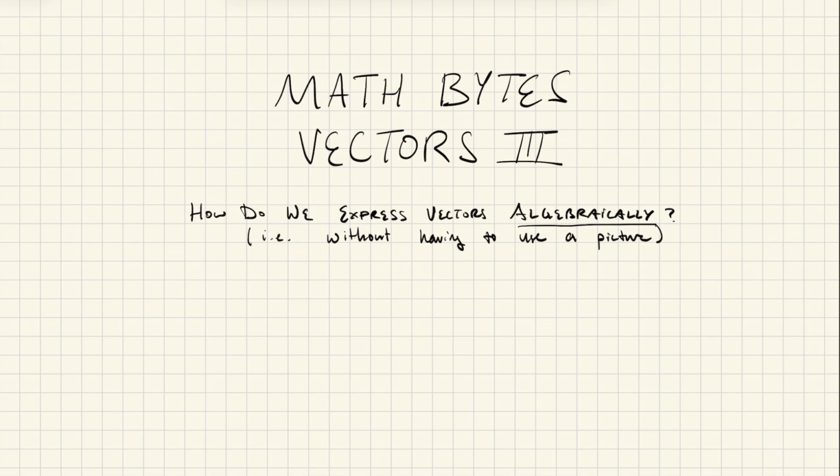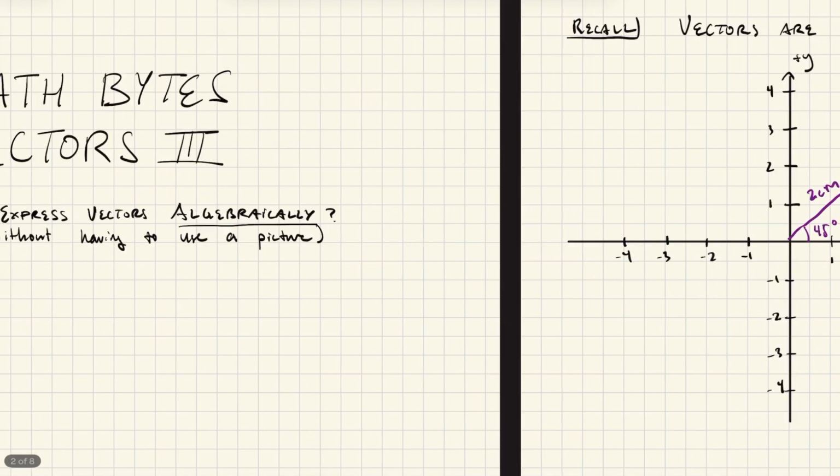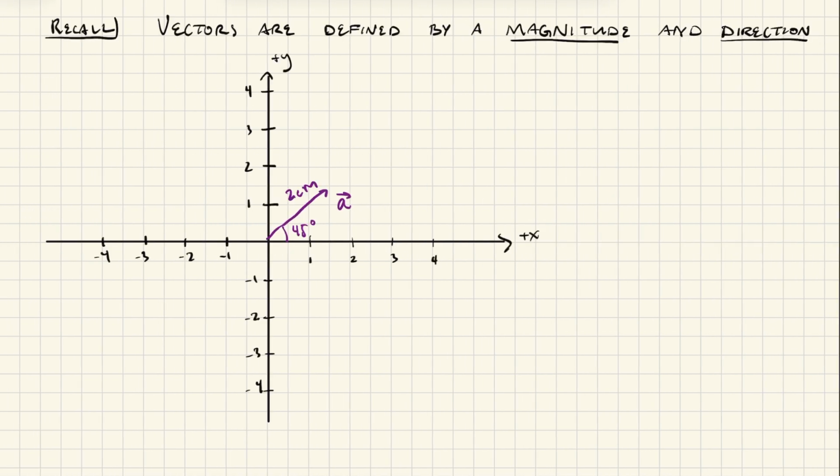And so in this video, the main question we're going to answer is how do we express vectors algebraically, or in other words, without having to use a picture. When we started the discussion on vectors, we claimed that vectors are fully defined by two numbers, a magnitude and a direction, right? So why don't we just use those to express what our vector looks like?